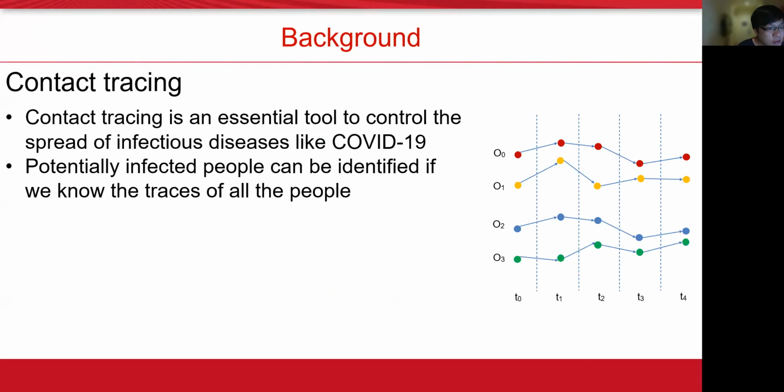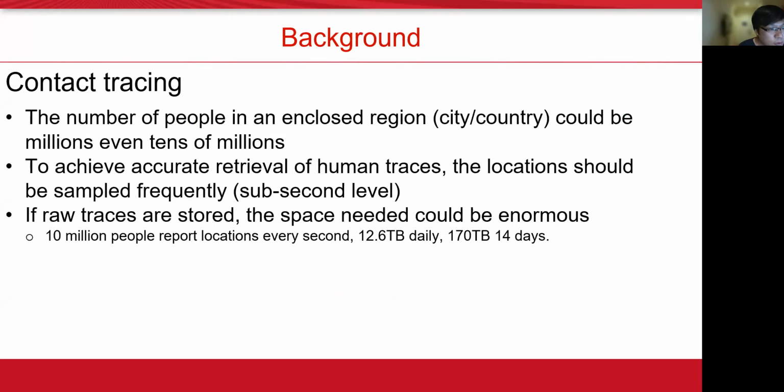Contact tracing is an essential tool to control the spread of infectious diseases like COVID-19. The potentially infected people can be identified if we know the traces of all the people. And the number of people in an enclosed region could be millions, even tens of millions. To achieve accurate retrieval of human traces, the locations should be sampled frequently. As a result, if raw traces are stored, the space needed could be enormous.